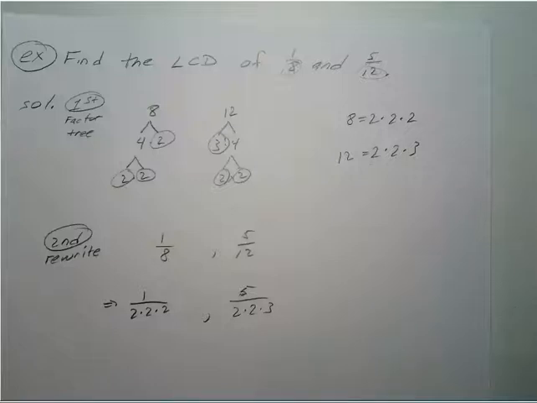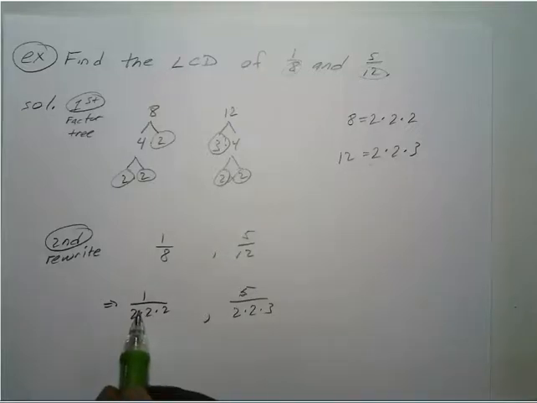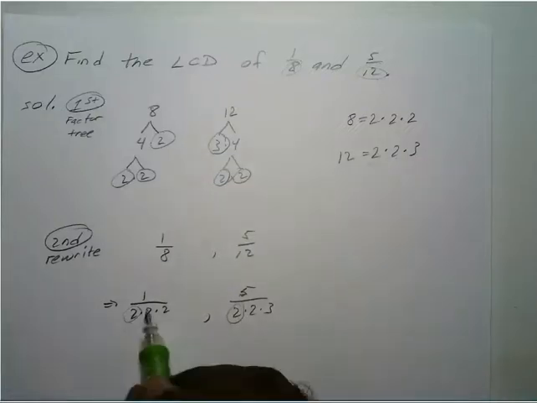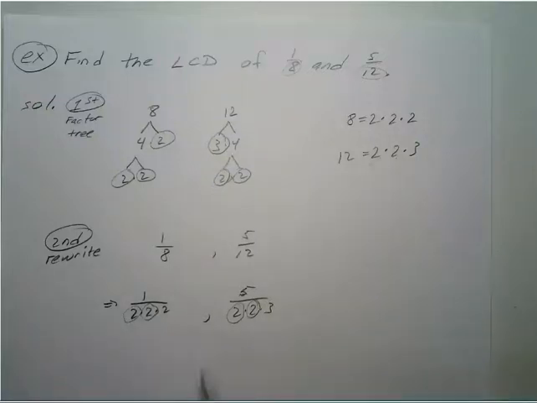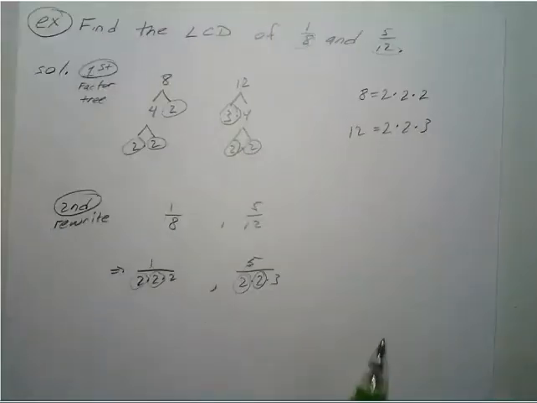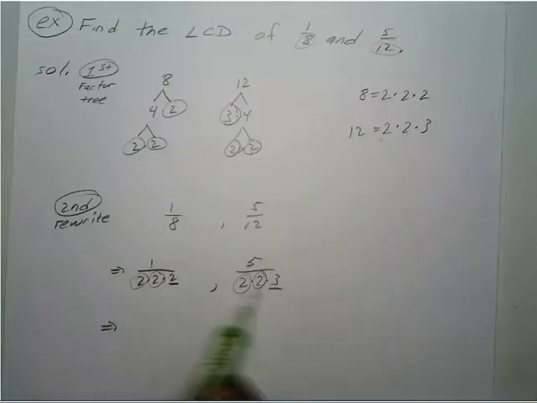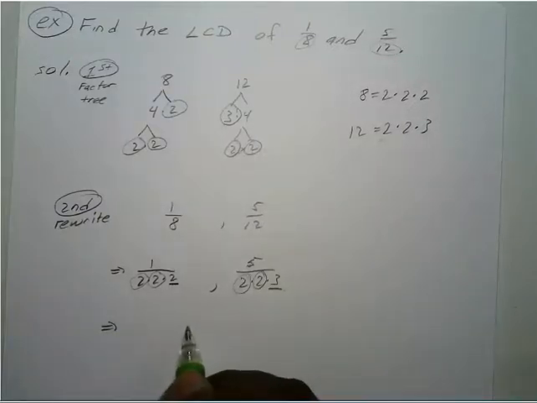Now we match up our denominators. How do we do that? Well, we look and see what's on both sides. We have a 2 here and a 2 here, so those match. We have another 2 here and a 2 here, so those match. You have a 2 here, but you don't have a third 2 over here, so we need a third 2 over here. And we have a 3 here, but we don't have a 3 over here.